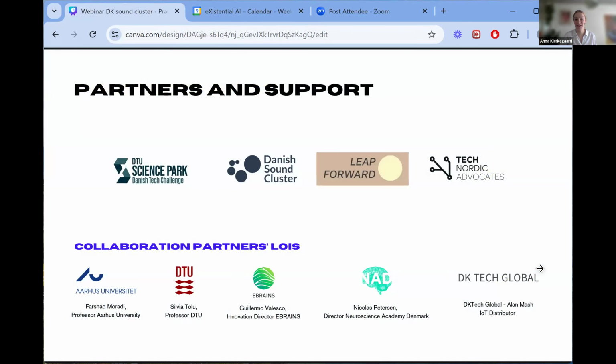And here are some of our partners and letters of intent that we have, among others, Danish Sound Cluster, where we've also been part of an accelerator. And then we've just been part of the Danish Tech Challenge, where the winner was found yesterday, someone who is curing cancer. So congratulations to CareDNA.